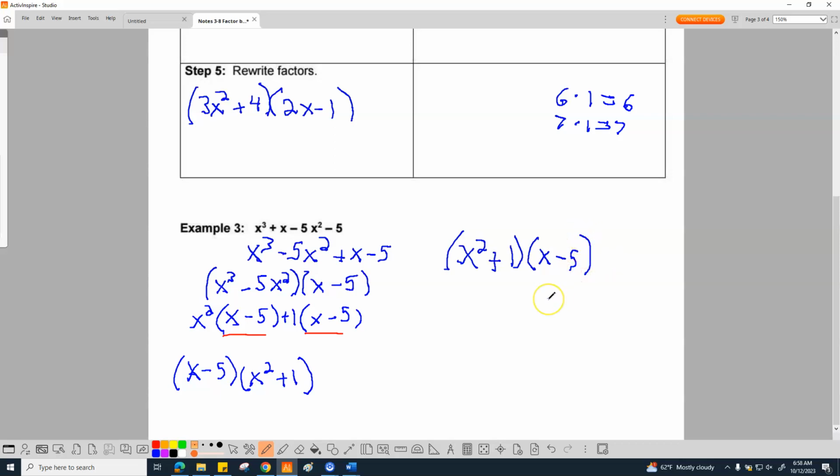All right. There you go. Boom. That's the answer. And that's the end. So I'm going to go ahead and move on to the next example.